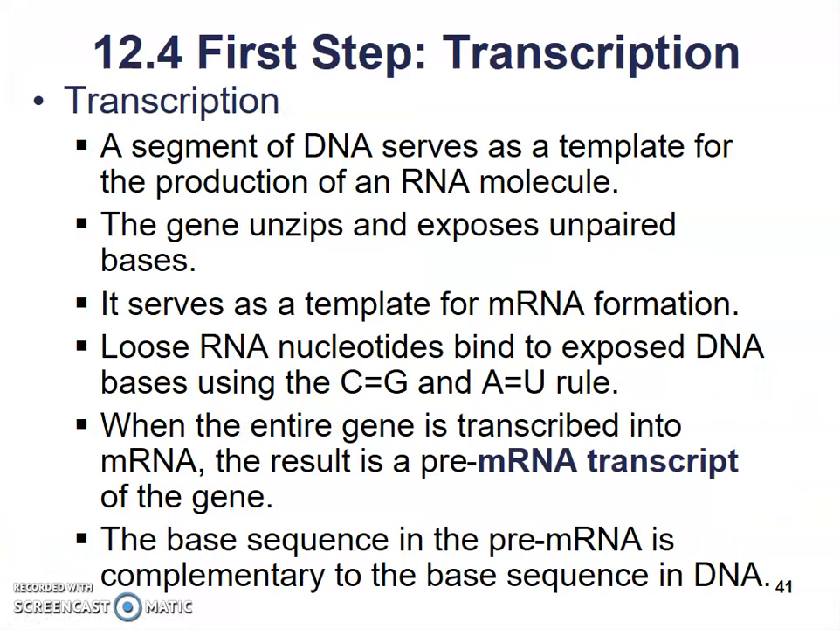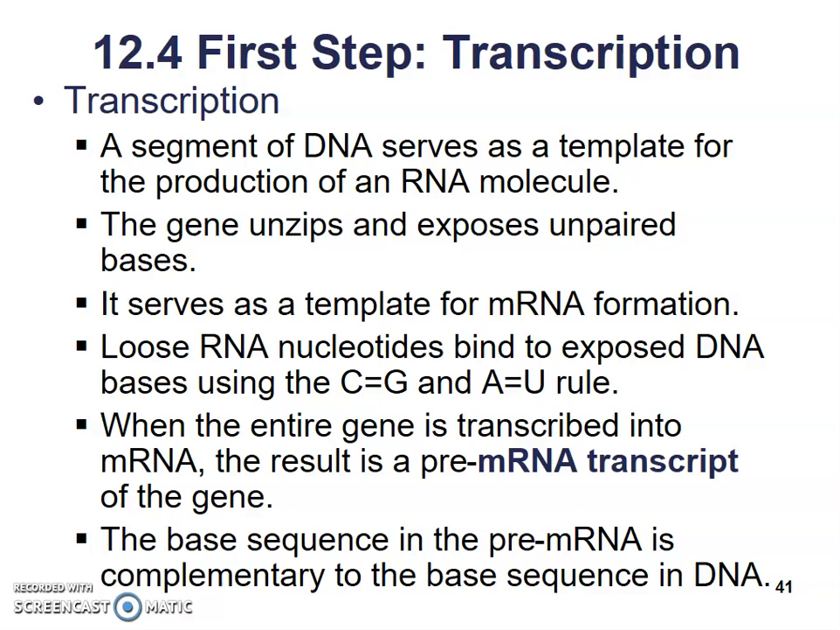All right, we're going to be talking about how DNA becomes a gene. The process of getting genetic information from the DNA into a functional protein. The first step is something called transcription. This is when DNA serves as a template for the production of an RNA molecule. And so basically, the DNA will unzip and it will provide a template for messenger RNA to be formed.